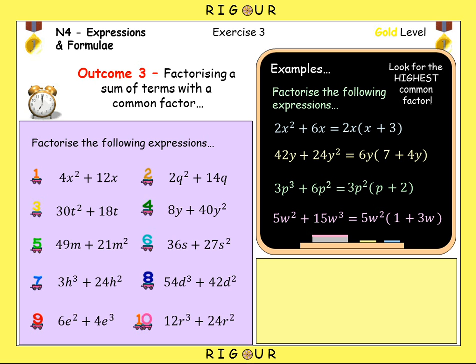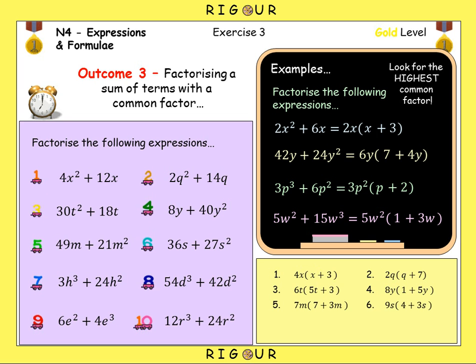Okay, pause the video. So our final set of answers are 4x bracket x plus 3, 2q bracket q plus 7, 6t bracket 5t plus 3, 8y bracket 1 plus 5y, 7m bracket 7 plus 3m, 9s bracket 4 plus 3s, 3h squared bracket h plus 8, 6d squared bracket 9d plus 7, 2e squared bracket 3 plus 2e, and number 10, 12r squared bracket r plus 2.